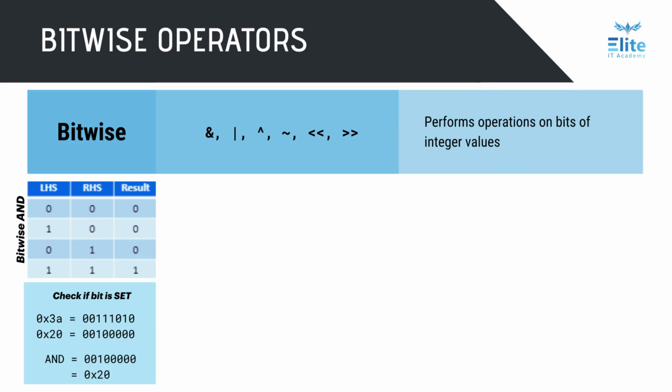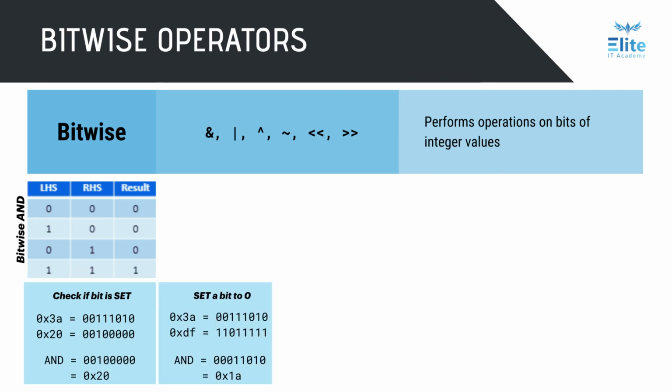Besides checking a bit value at a position, you can use the bitwise AND operator to set a bit value at a bit position to 0. For example, to set a bit at a bit 5 position to 0, bitwise AND it with a value having a 1 in all bit positions except for the bit 5. The operation will result in bit 5 being set to 0, with all remaining bits remaining the same.